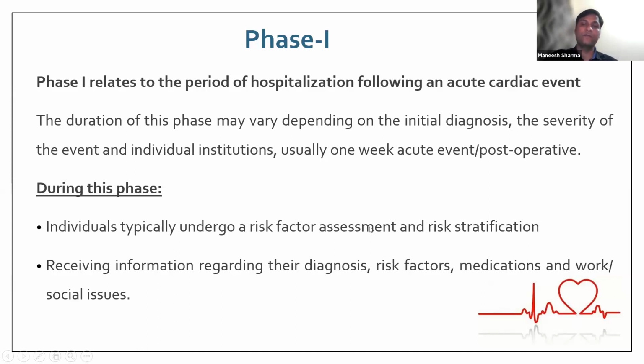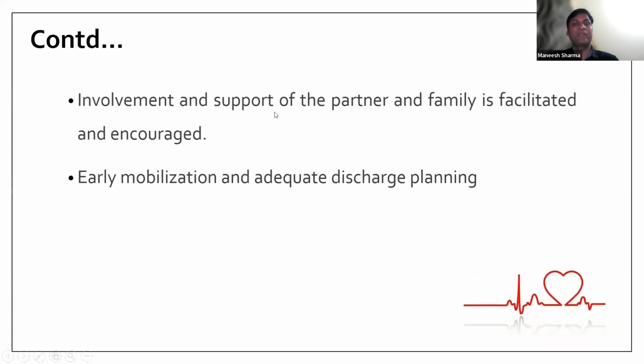So this risk factor assessment and stratification is a very important part before the patient is enrolled into cardiac rehabilitation. Then information regarding their diagnosis, risk factors, medication, and work and social issues is also delivered to the patient, so that cooperation can be expected from the patient once the patient is taught and explained about their diagnosis, risk factors, medications, and work and social issues. A very important component of phase 1 cardiac rehabilitation is the involvement of the family members. So family members have to be involved while delivering the instructions to the patient.